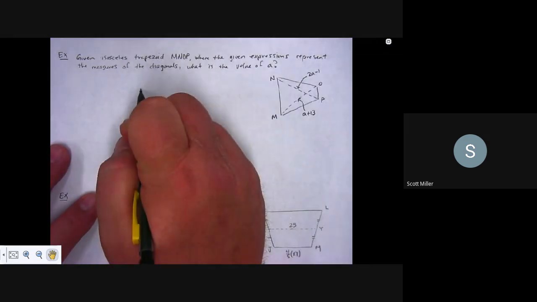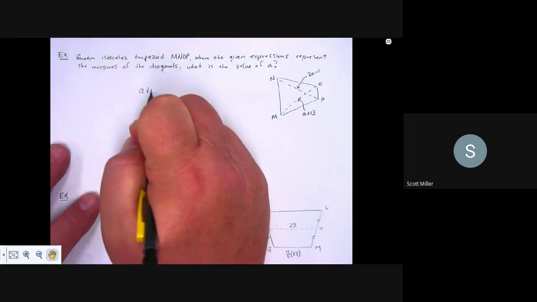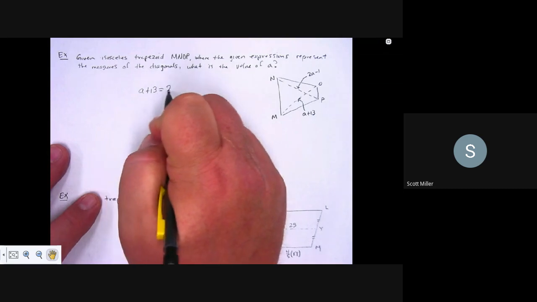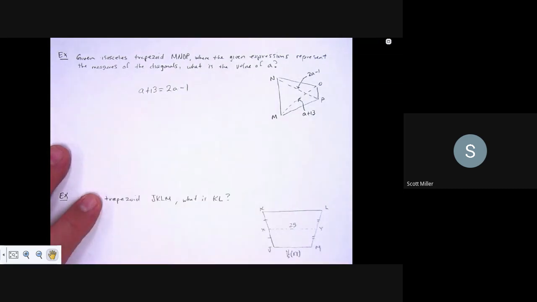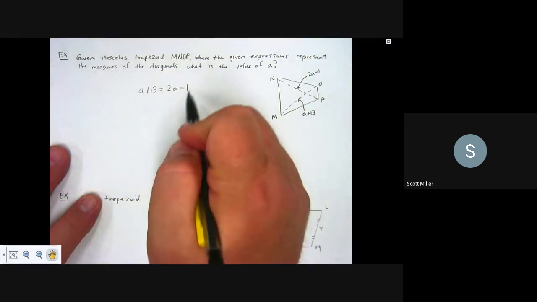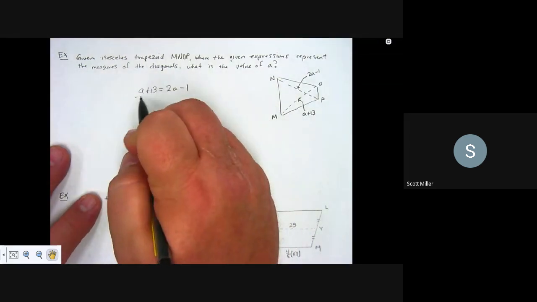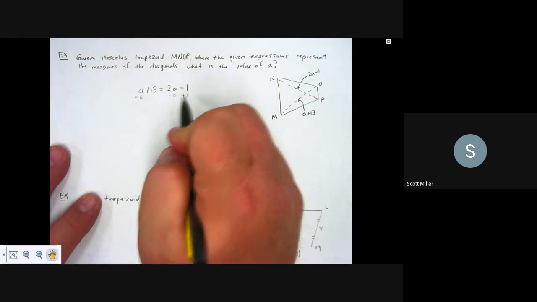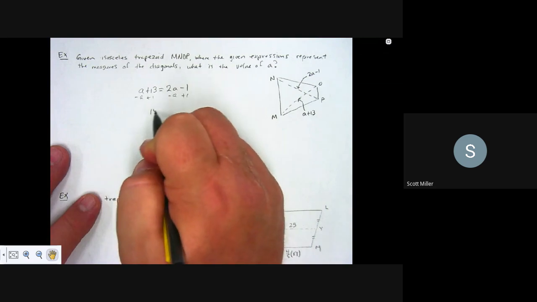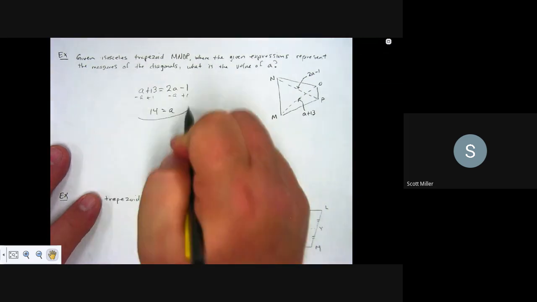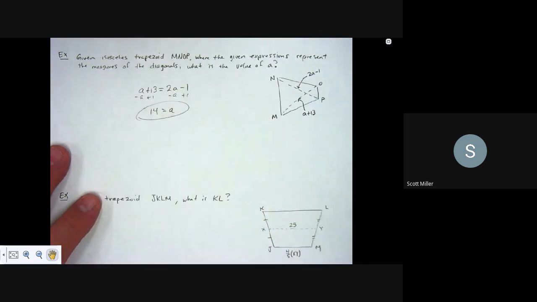Since they are congruent, I know that A plus 13 must equal 2A minus 1. And then I can solve this for A. Move the A, move the 1, add the 1. And so 14 equals A. And so A is 14.